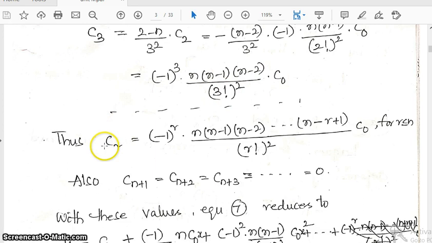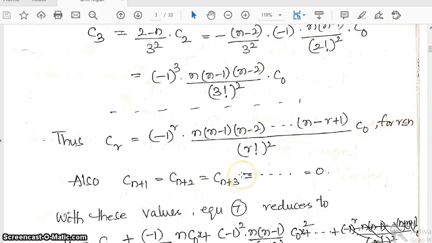So generalizing this, you will get the general term C_R equal to (-1)^R into n into (n-1) into (n-2), and so on up to (n-R+1), divided by (R factorial) whole square, into C_0, for R less than or equal to n.